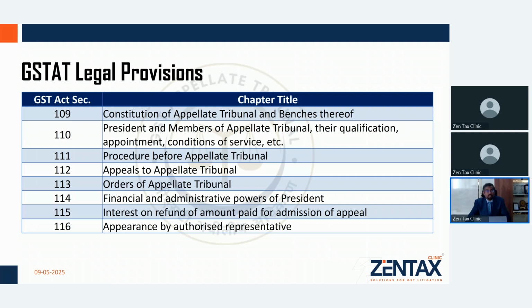So 109 deals with the constitution of the Appellate Tribunal and the benches thereof. The constitution and the appointment with respect to the Appellate Tribunal have been the subject matter of dispute for a very long time, and after the requisite amendments, today it is going to see the light of the day. The procedure before the Appellate Tribunal is under section 111, under which the rules have been notified now in April 2025. Then the appeal to the Appellate Tribunal is in section 112, the order of the Appellate Tribunal in section 113, the financial and administrative powers, a single line section, in section 114, and then a couple of sections with respect to interest on refund of amount, and 116 talking about the appearance by an authorized representative.